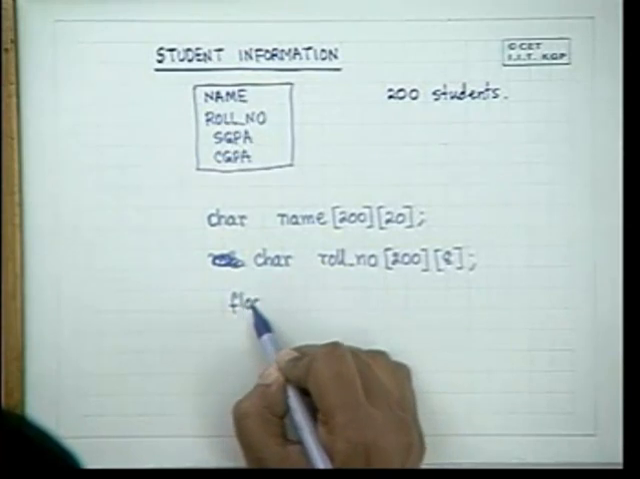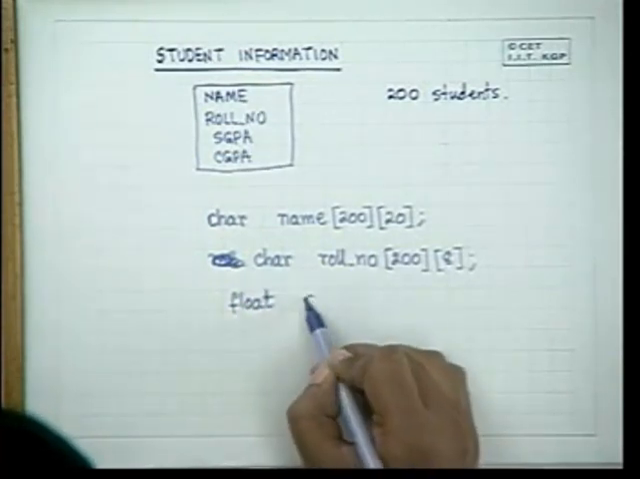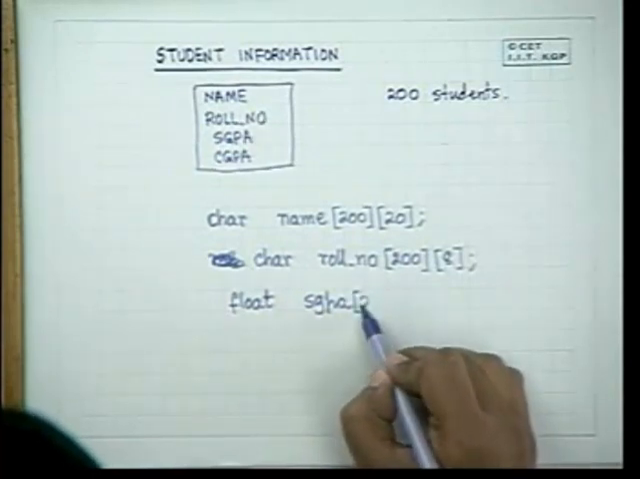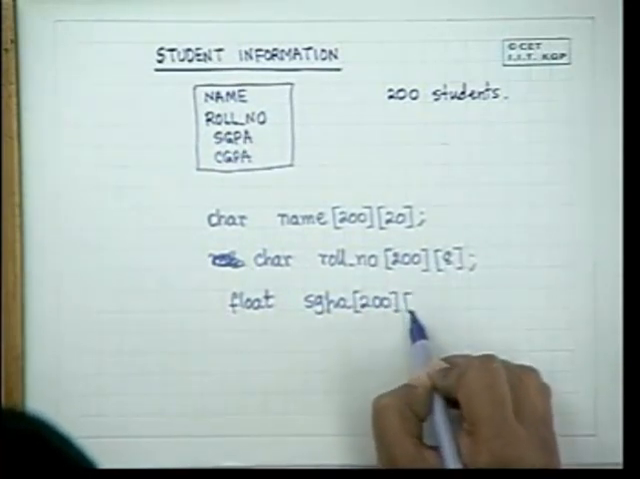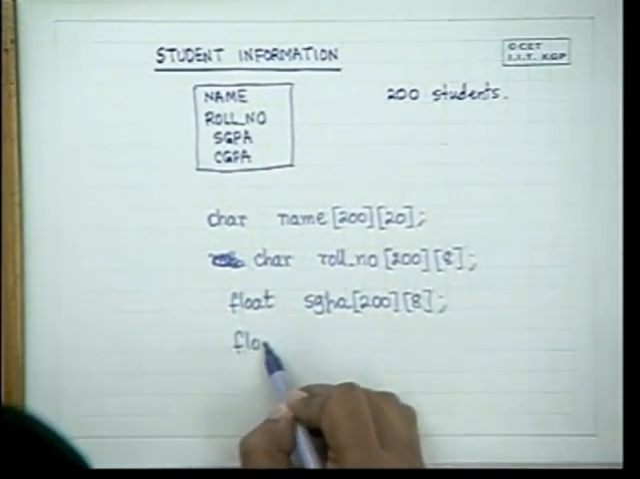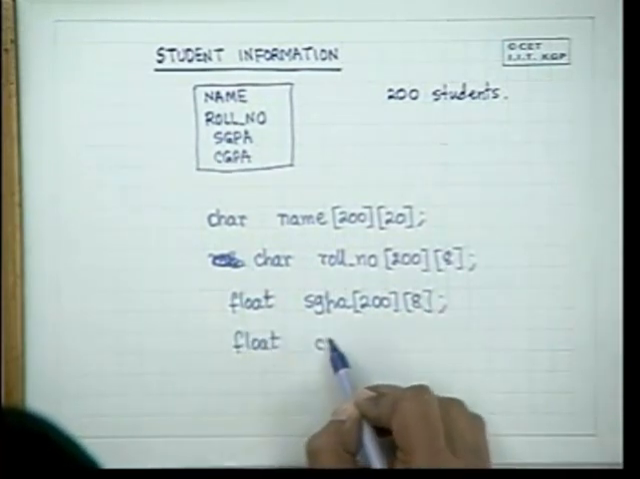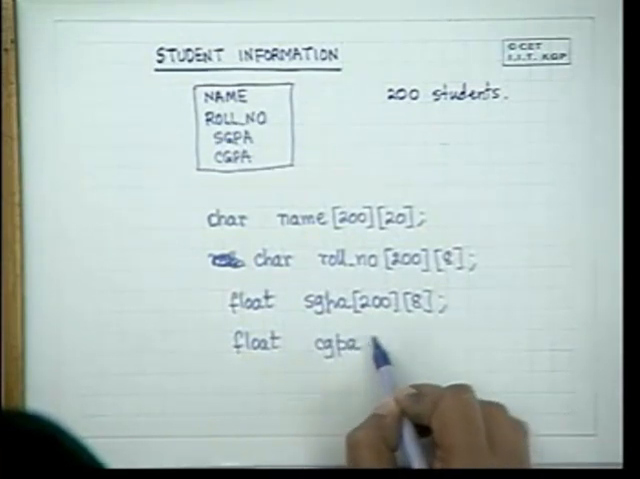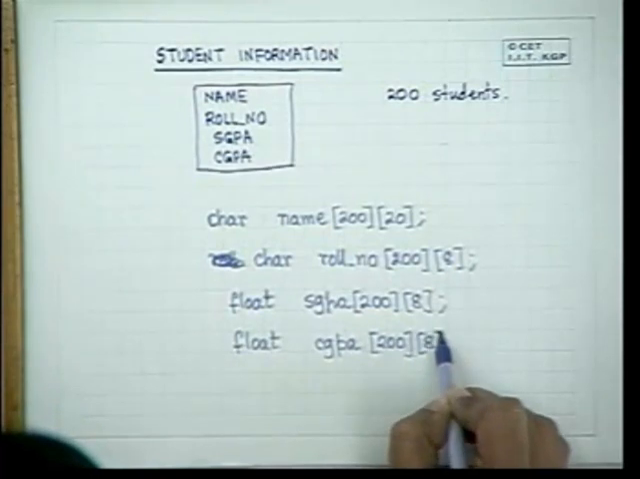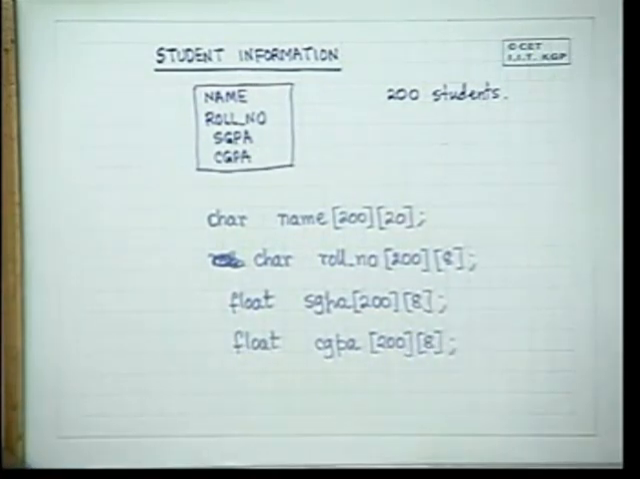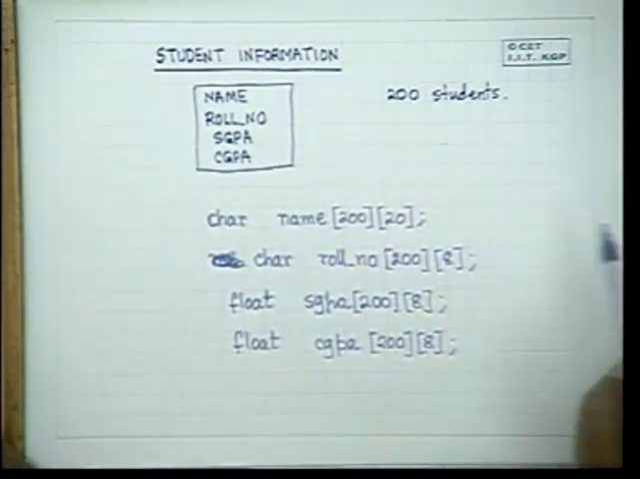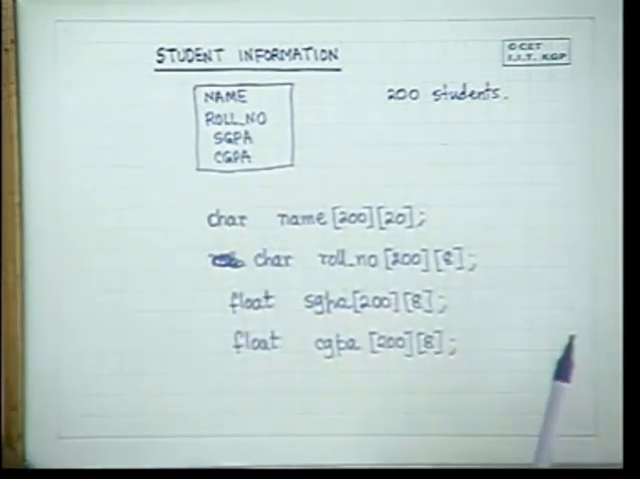Then we would have to define float SGPA[200][8] and float CGPA[200][8]. So this is how we can get 200 students' information and put them together in whatever we know.